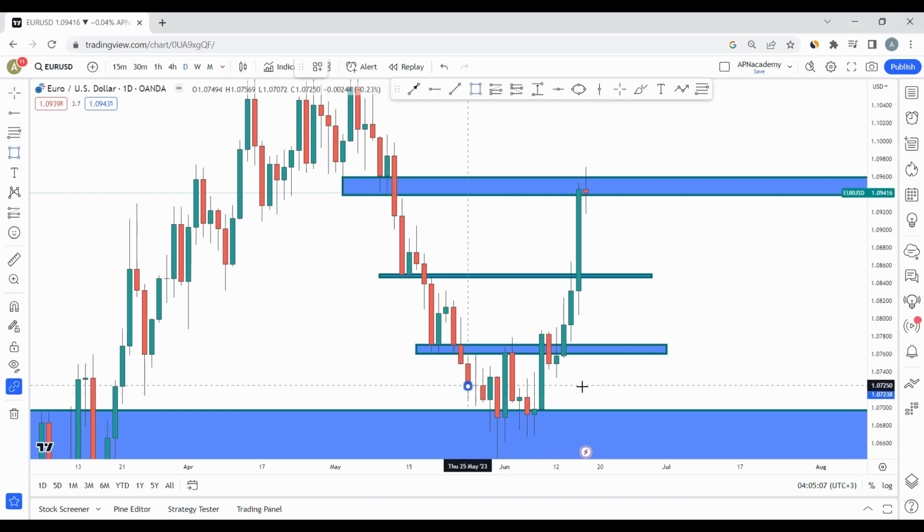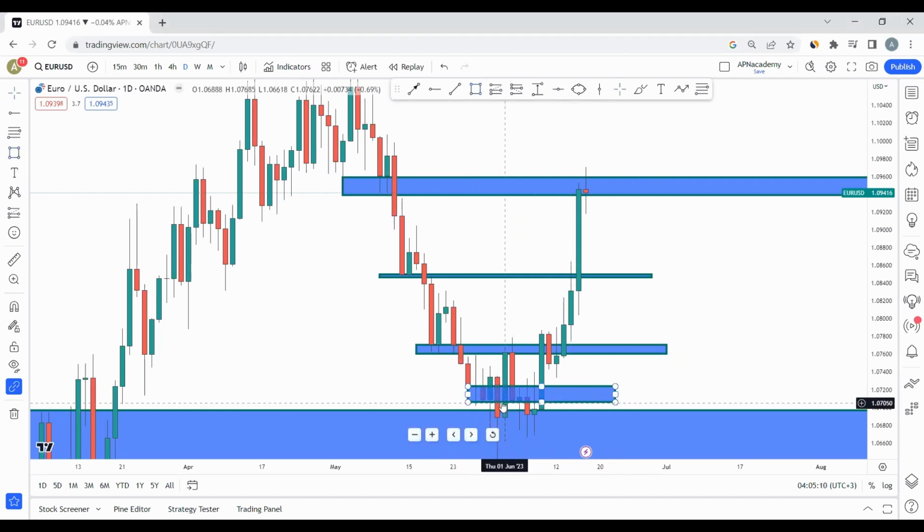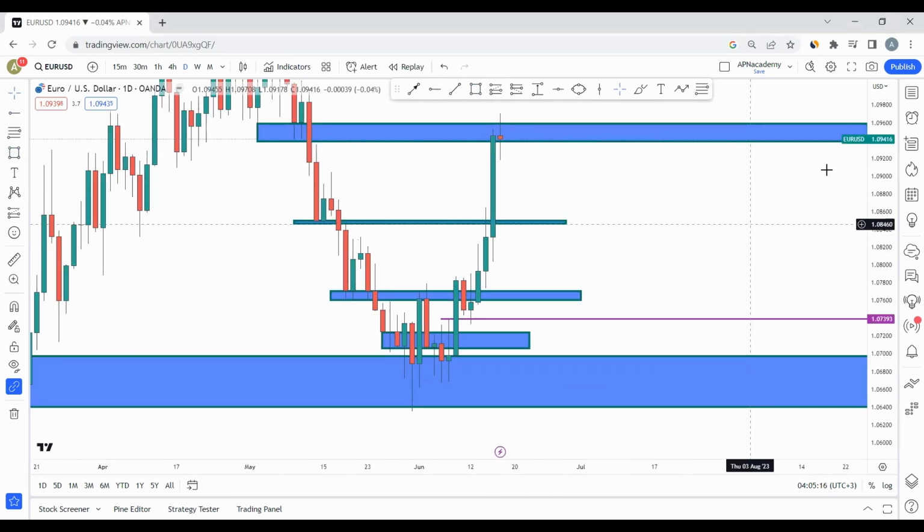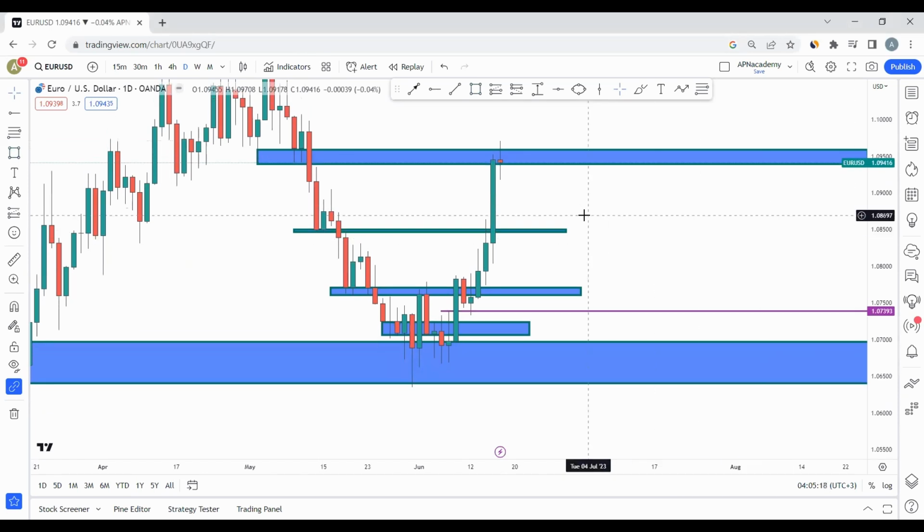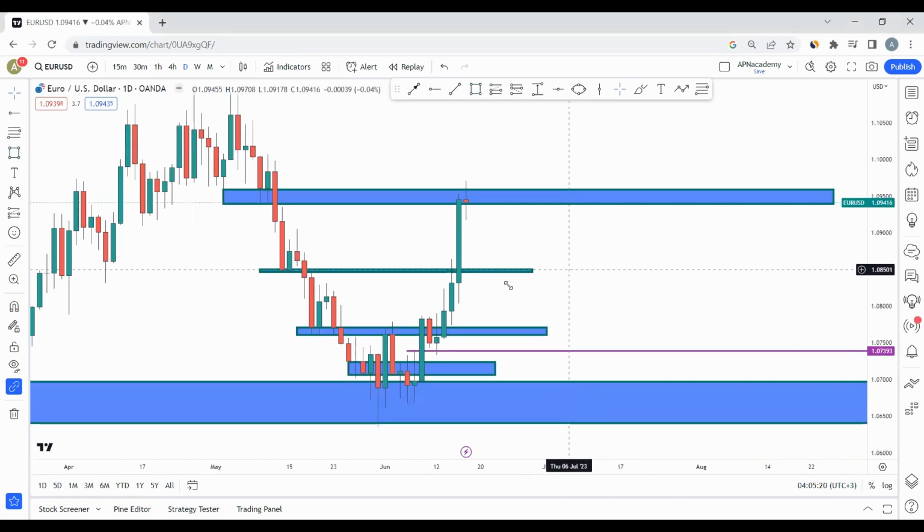If you want, you can mark this area here, which the market came to, reacted to, and then broke above. And we also had minor levels that we tested here. I'll just mark it here. Now, these are the levels that we had before. You can refer to the previous videos. Those who have been following know that we had exactly the same levels.